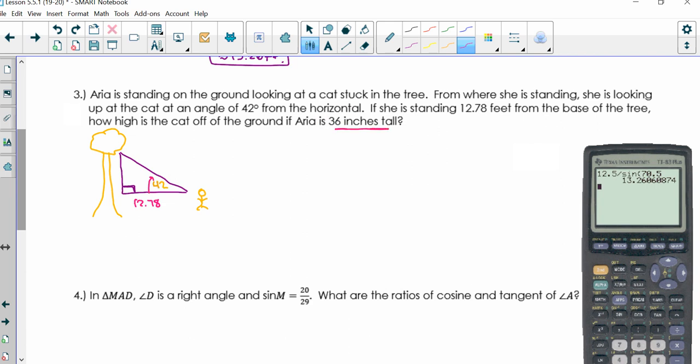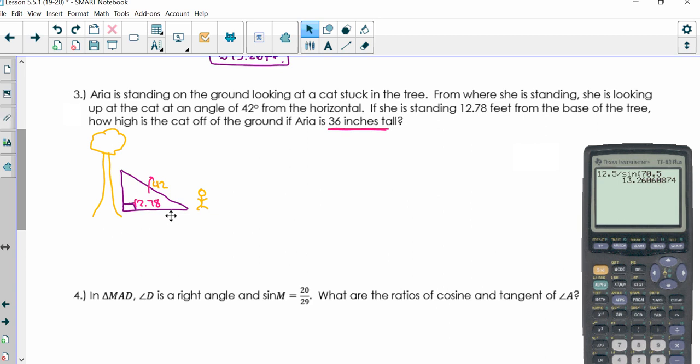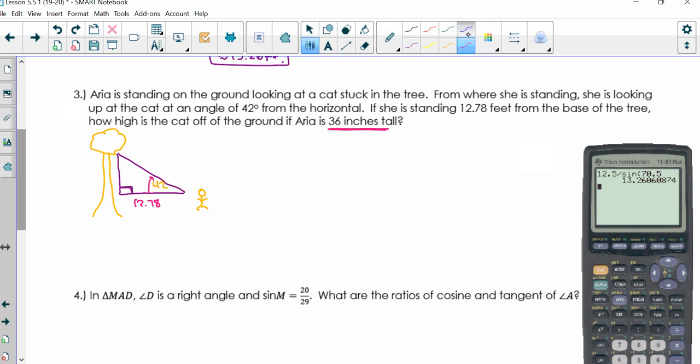So this is very important. If you're never told how tall somebody is, you can always assume that the triangle is being created from their feet. However, since it's telling you that Arya is 36 inches tall, it means that it's going from Arya's eyesight. So Arya is 36 inches tall, which is the same as 3 feet, and I want to make it 3 because that's in terms of feet. That means from the bottom of this triangle to the bottom of the tree is 3 feet.